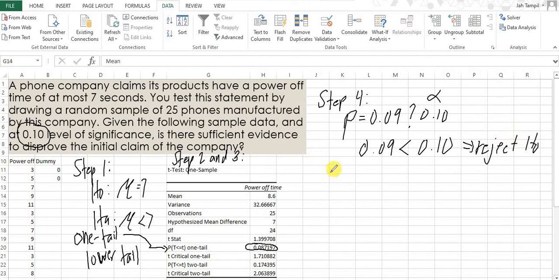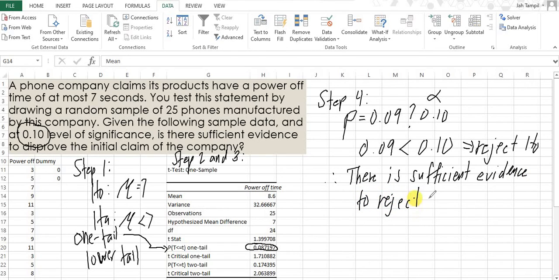So now we can state our conclusion. There is sufficient evidence to reject our H0. Therefore, is there sufficient evidence to disprove the initial claim of the company? This is our complete answer, and the simple answer is yes, there is sufficient evidence which is already here. So that is how we do hypothesis testing using one sample t-test.